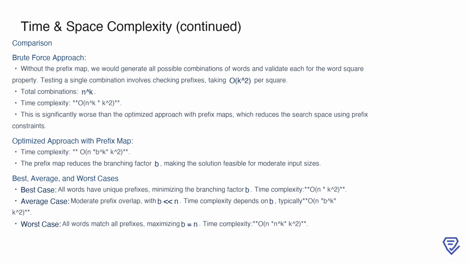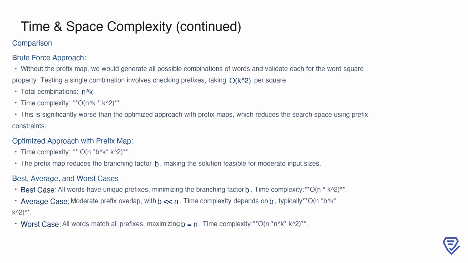In contrast, the optimized approach with the prefix map reduces the search space by leveraging prefix constraints. This gives a time complexity of O(n times B to the power of k times k squared), where the branching factor B is typically much smaller than n. Breaking it down further, in the best case, where all words have unique prefixes, B is minimized, and the time complexity simplifies to O(n * k squared). In the average case, B is moderately smaller than n, and the time complexity depends on B, often written as O(n times B to the power of k times k squared).